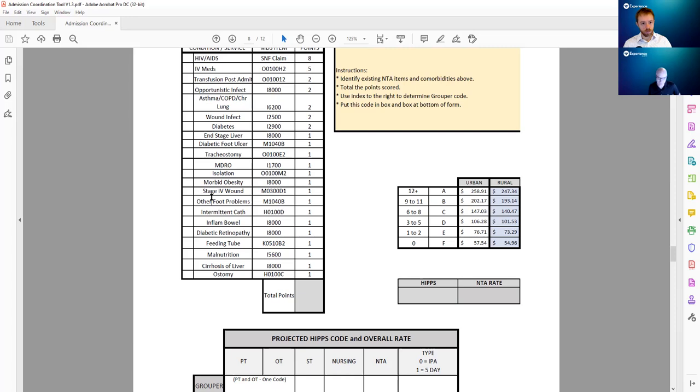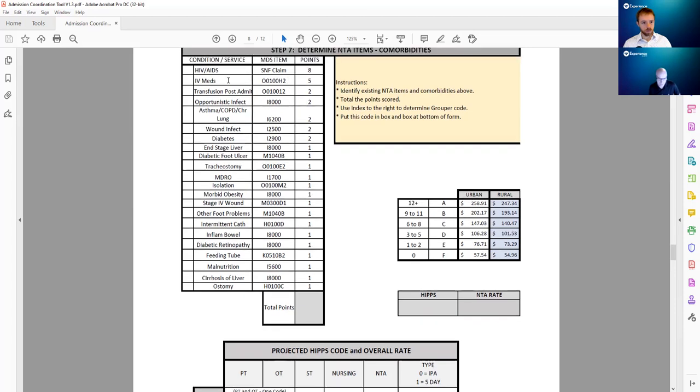Fatty liver could be a morbid obesity problem, because they're messing with their liver. But all of these will just add up. In our case, our patient didn't get any IV meds with us, so I can't claim that. That was at the hospital. Wound infection, I don't have any of that. Tracheostomy, morbid obesity. Let's say that I was having to catheterize them. So I would get 1 point there.